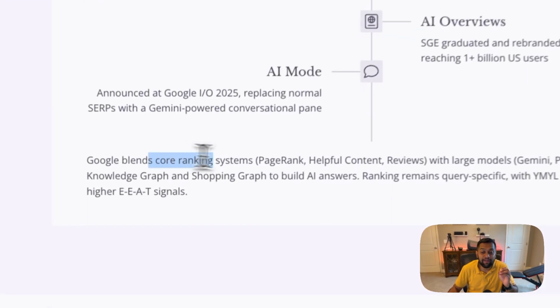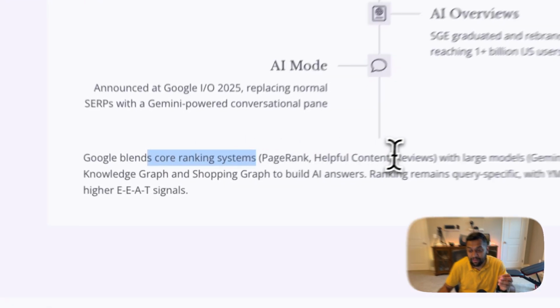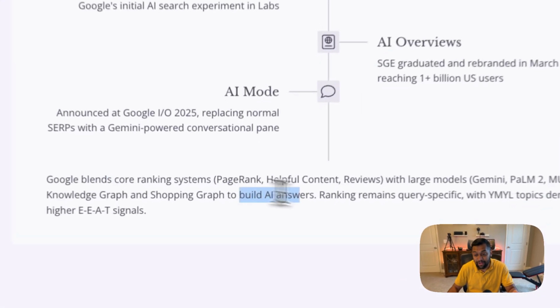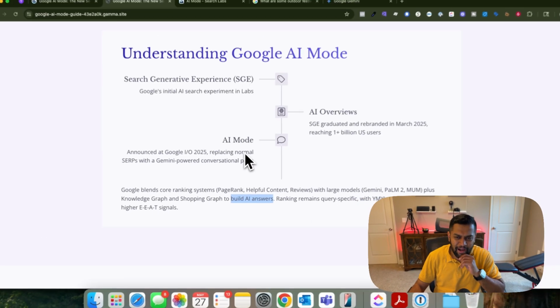It's going to blend core ranking systems like PageRank, helpful content, reviews. You fuse those algorithms with a large language model like Gemini, and then there are a few others, plus the knowledge graph and shopping graph, to build AI answers. There is a lot going on under the hood, right?